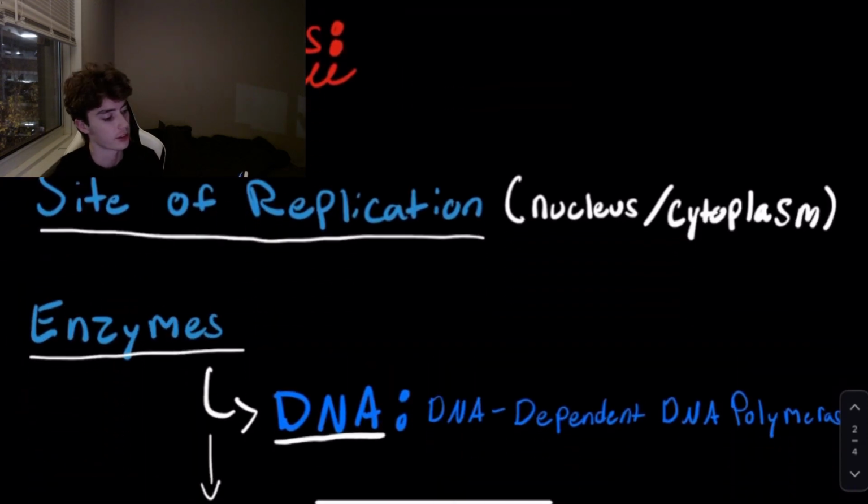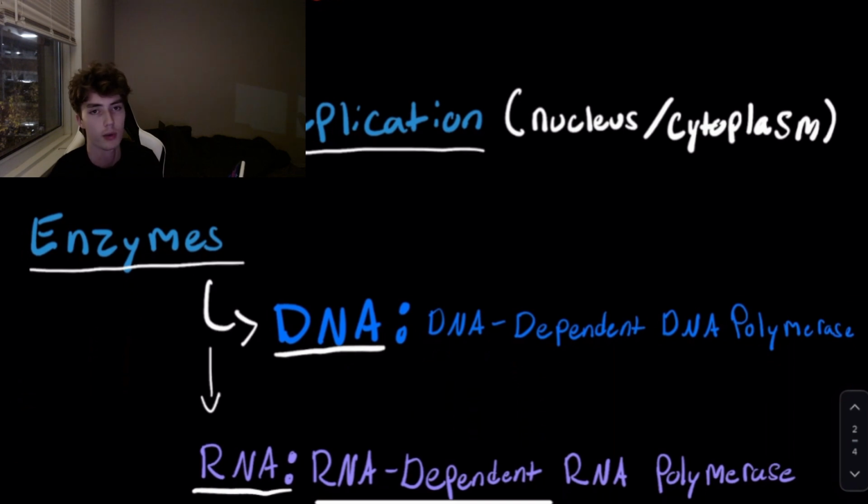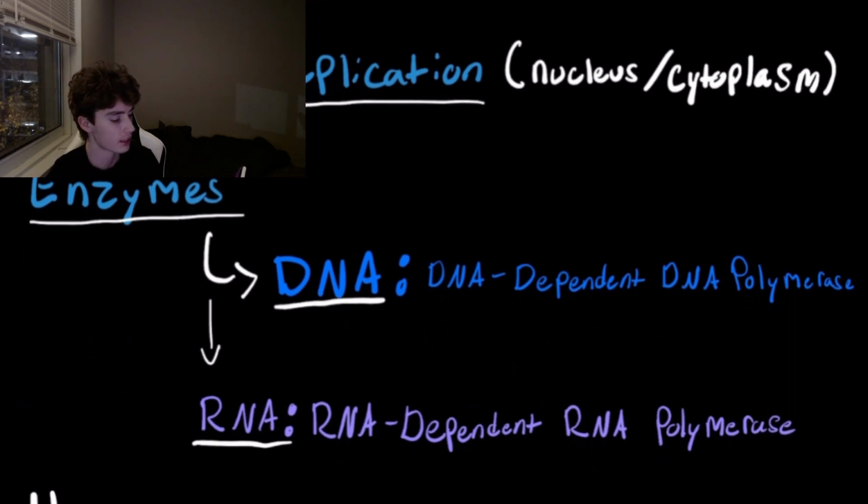The key differences are the site of replication. So DNA viruses replicate within the nucleus of a host cell, whereas RNA viruses replicate within the cytoplasm of a host cell. The next key difference is the type of enzymes that are used. Now, this can be pretty intuitive if you really think about it.